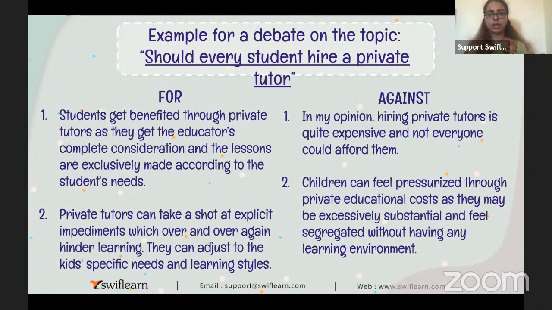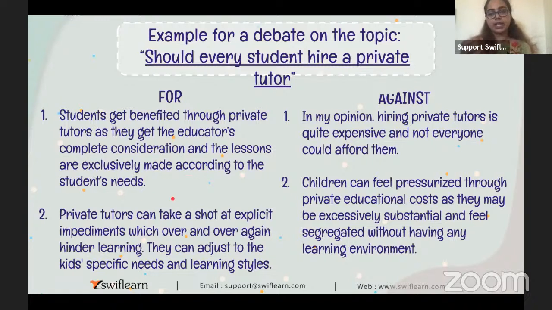Okay, that's the topic. The topic is, if every child who goes to school, every student should have a personal tutor for themselves. Now, if you are for the topic, how do you go about it? Let's read it out. Students get benefited through private tutors as they get the educator's complete consideration and the lessons are exclusively made according to the student's needs.